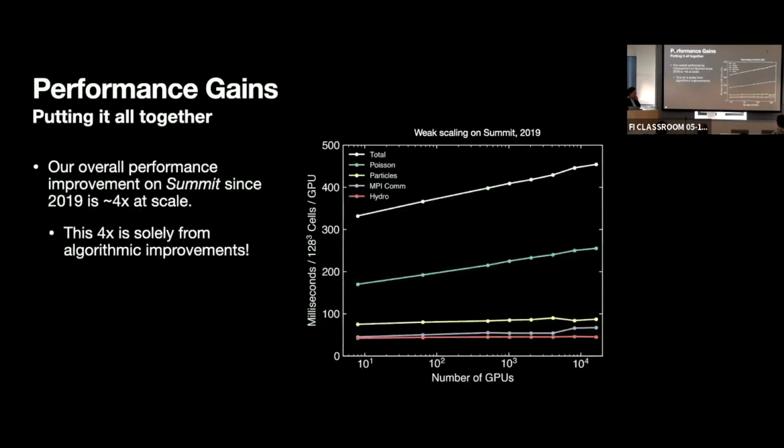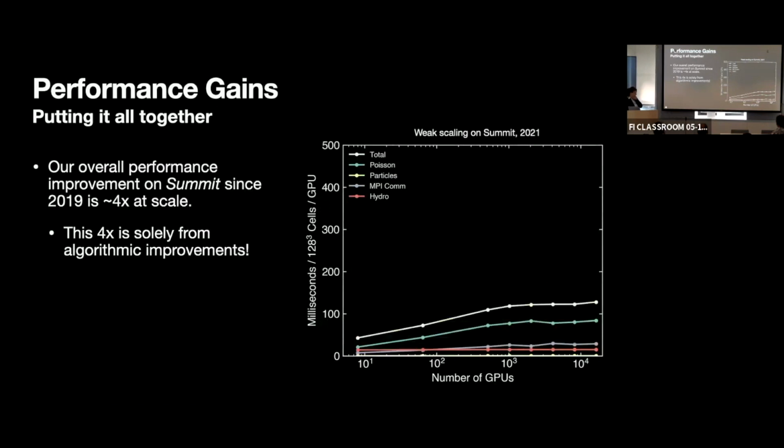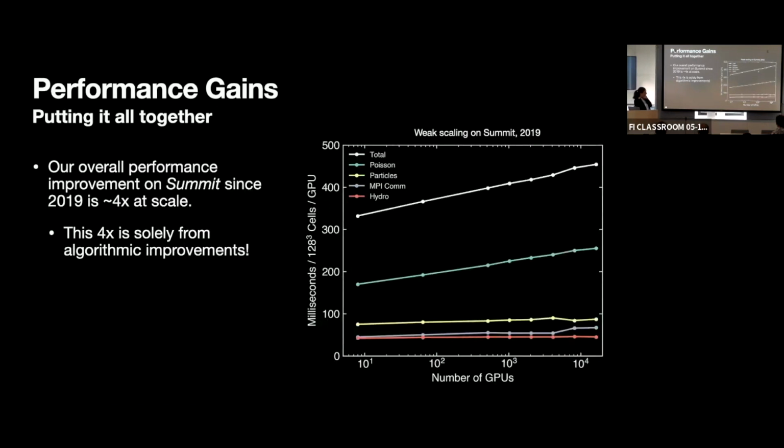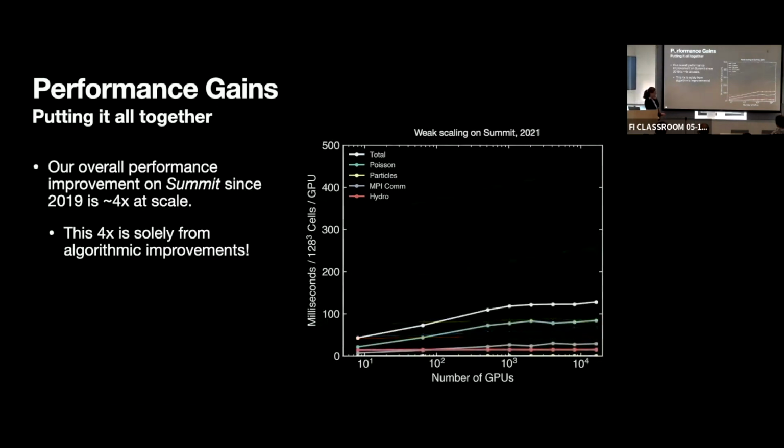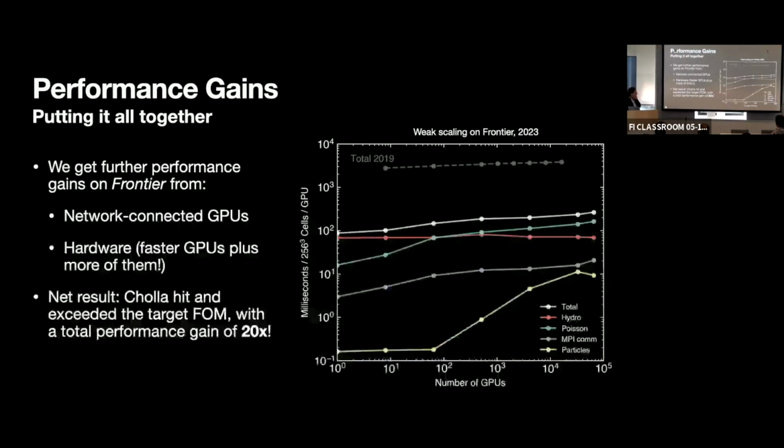So where did that get us? Our total performance gains. All right, so our overall performance on Summit at scale is a factor of about 4, and that's just from algorithmic improvements. So that's the move that we made, right? We went from up here to down here. So that was great. And then on Frontier, this is a hot-off-the-presses scaling plot from a few weeks ago. We also get more improvements in speed from these network-connected GPUs, and the fact that there are just more GPUs and they are faster than the ones on Summit. So in the end, we did hit our target FOM. We got a total performance gain of about a factor of 20. And that was great.